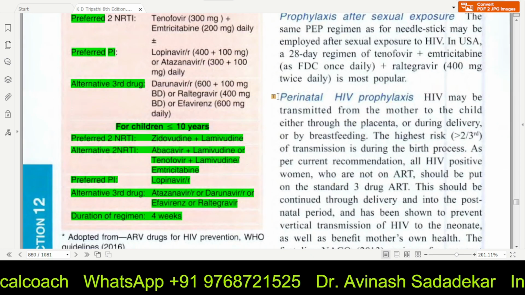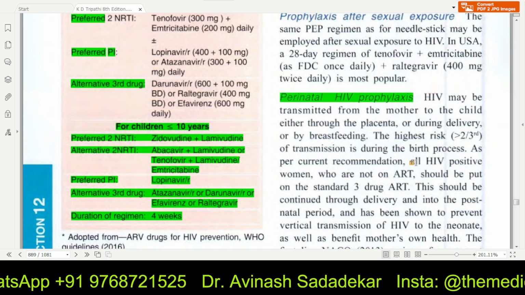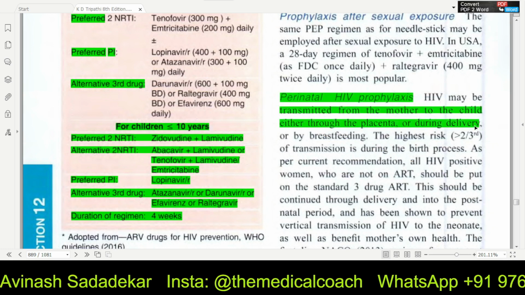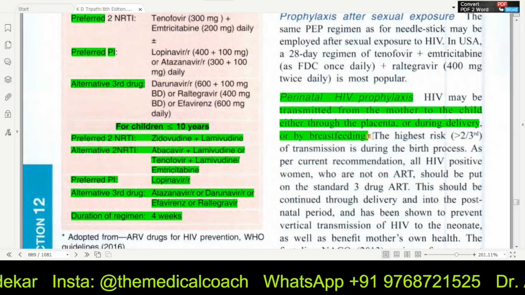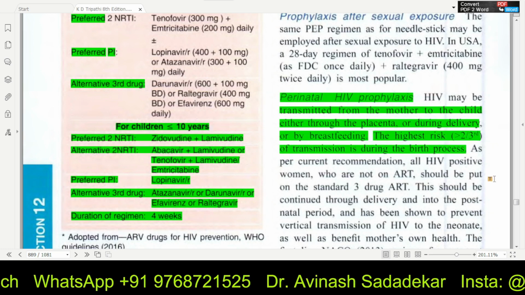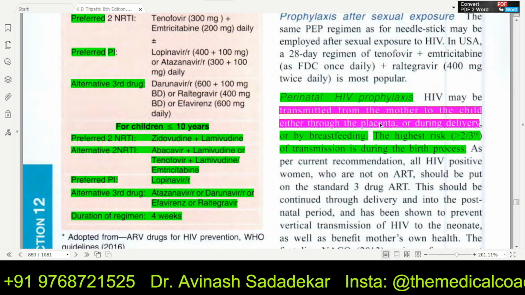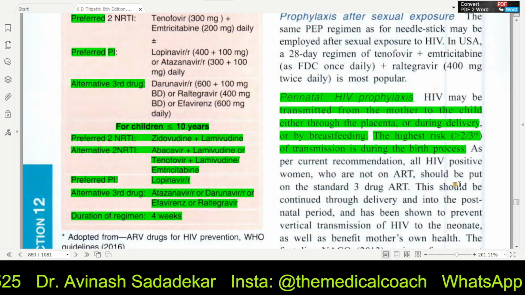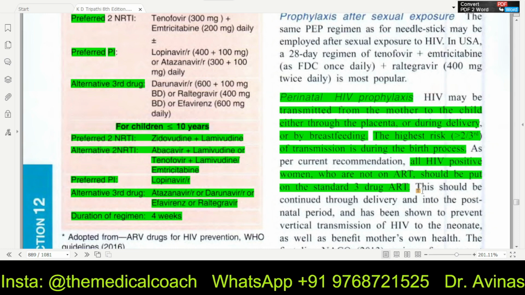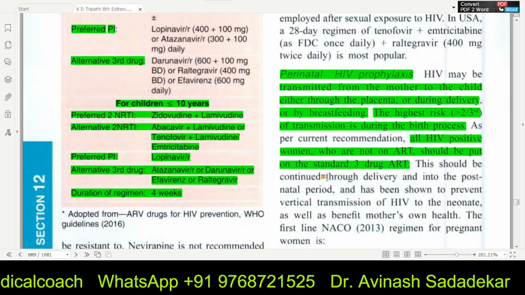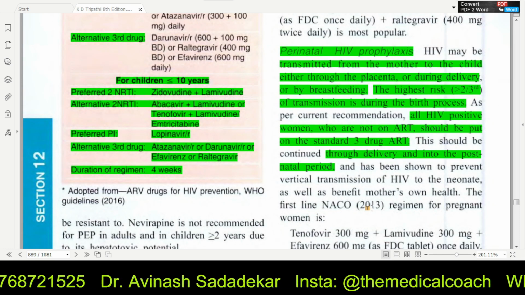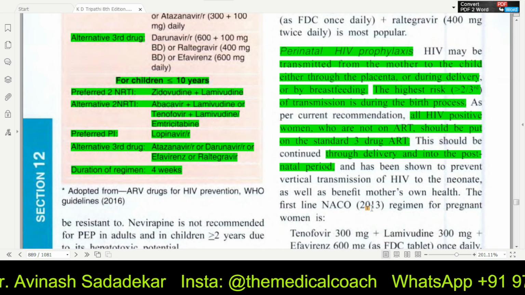And for perinatal, this is something that can be asked in your vivas. Mother to child transmission can happen through the placenta, during delivery, or by breastfeeding. The highest risk from mommy to baby is actually during the birthing process. Like 66% chance this will happen during the birthing process, and only 33% chance it will happen through the placenta and breastfeeding and all that. So all HIV positive women who are not on ART should be put on a 3-drug ART regime, continued through the delivery and into the postnatal period. This will reduce the transmission of HIV from the mother to the baby, plus it will benefit the mother's health also.